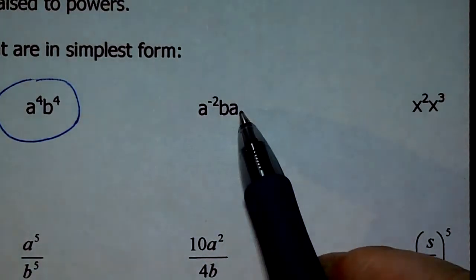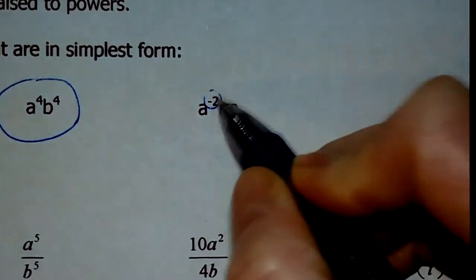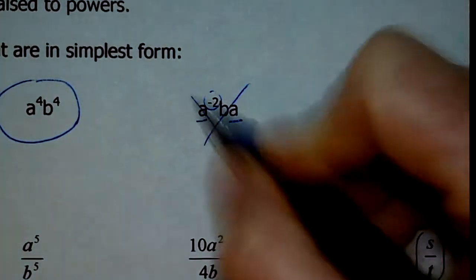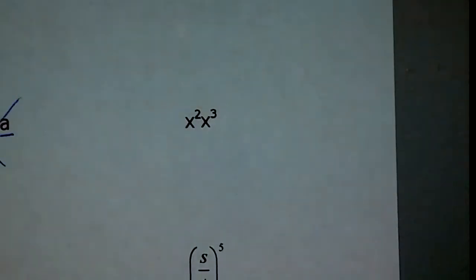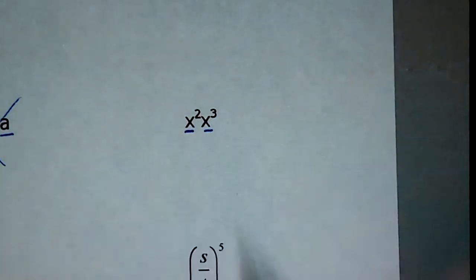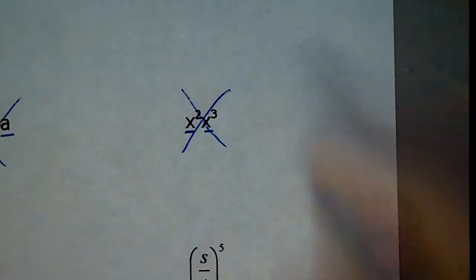Alright, when you look at the next one, I have a to the negative 2nd times b times a. First off, there's a negative exponent, and you can see that the base is repeated. That's a no. Here I have x squared times x cubed. I am not allowed to have the same base being multiplied, so that's also a no.